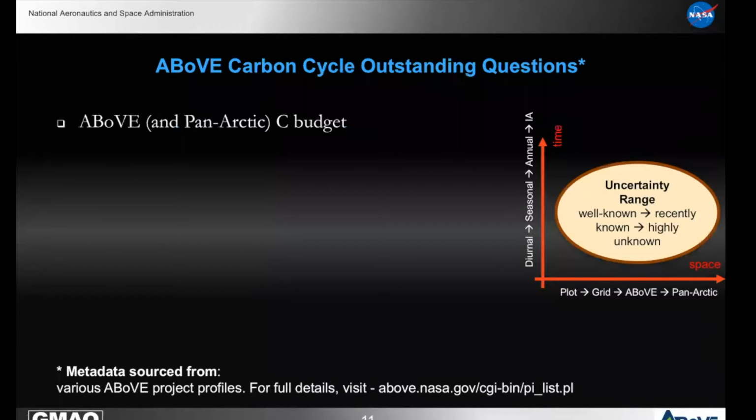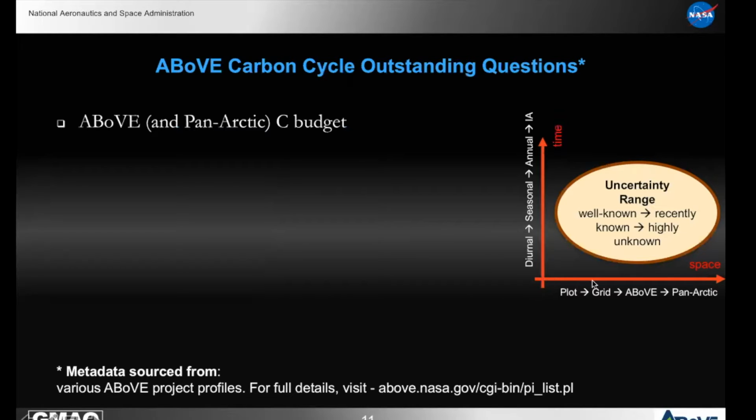And so this automatically brings us to the question: what are the big outstanding questions that we still don't know? I will go through a list of bullet points here, and most of them are sourced from both literature and different ABoVE project profiles, and for those project profiles you can go to this link and visit here.